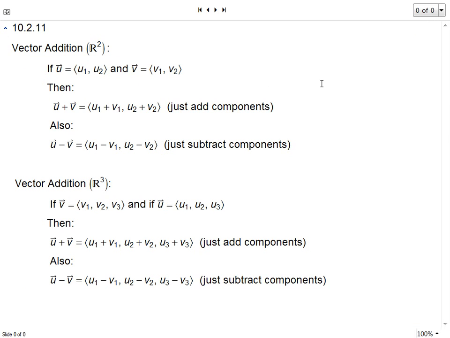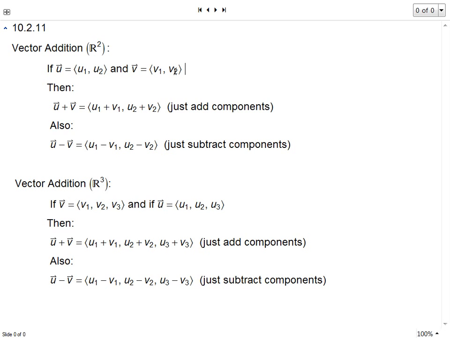Now, that's geometrically how we add vectors. The way we add vectors algebraically is pretty simple. If you have two vectors, u and v, in two-dimensional space, and you want to add them, all you do is take the u1, add it to the v1, take the u2, add it to the v2. So you're just adding the corresponding components together, and that creates your new vector.